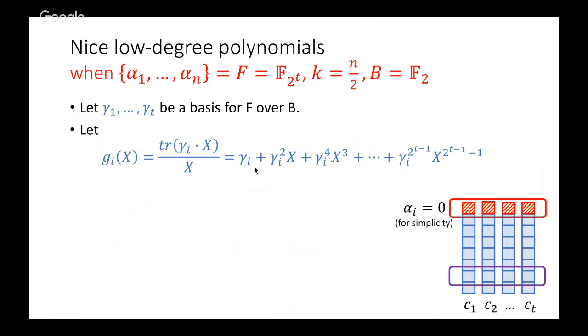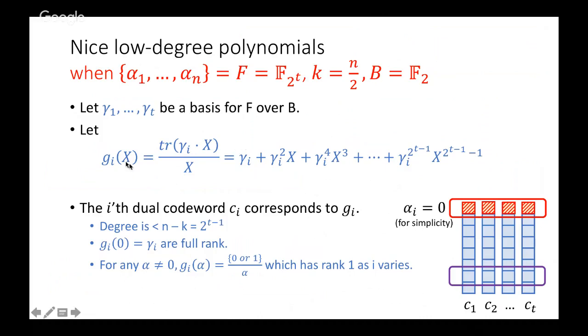And now I can check. It's quite easy to check that this polynomial, now that I've produced it, has all of the properties that I want. So I'm going to say that the ith dual code word c_i is going to correspond to the ith polynomial here. First I need to show that this is indeed a dual code word. For Reed-Solomon codes, that means the degree should be at most n minus k. In this case, n minus k is just n over 2, because k is n over 2. N is 2 to the t, so n over 2 is 2 to the t minus 1. So I want degree strictly less than 2 to the t minus 1. And I can go up here and see, aha, indeed the degree is strictly less than 2 to the t minus 1. It's in fact 2 to the t minus 1 minus 1.